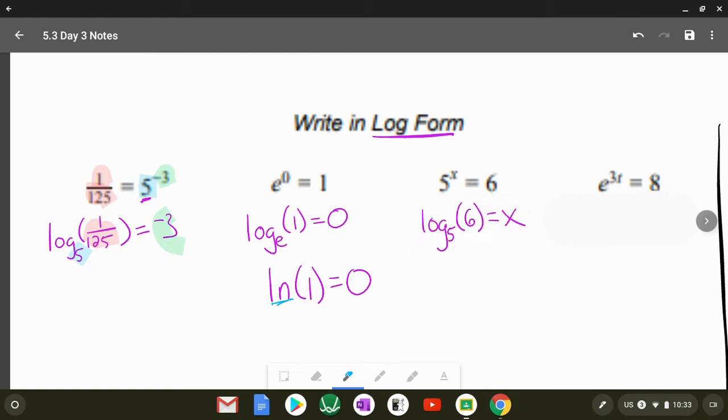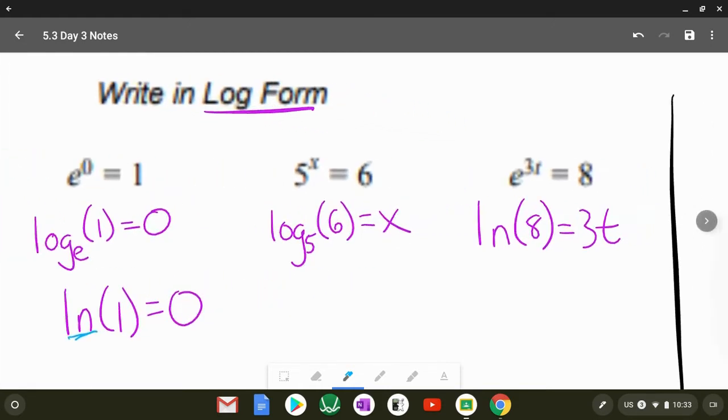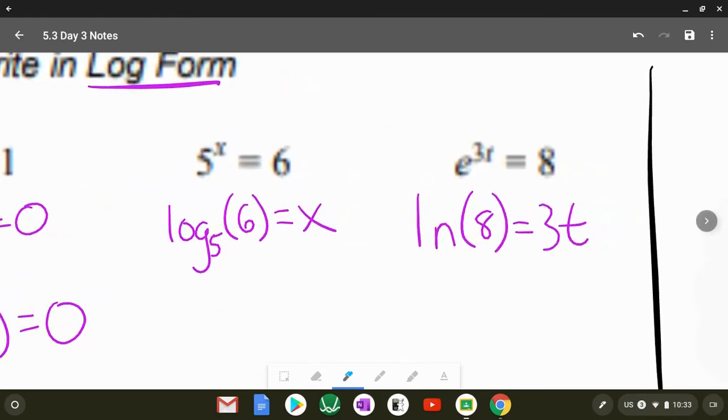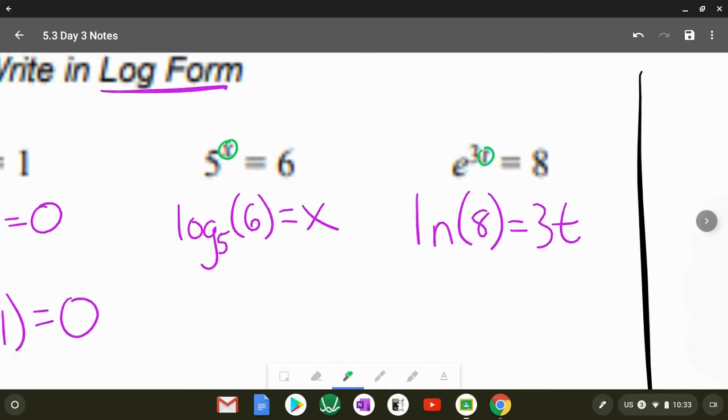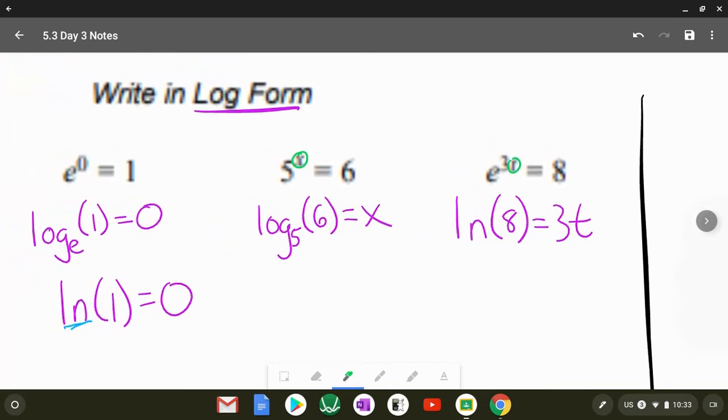For the second one, we have the log base 5 of 6 equals x. And then for the last one, again, because there's a base e, it's the natural log of 8 equals 3t. And you can see right here why we have logarithms, because if we were trying to solve for x here, we can't solve for a variable in the exponent. The way we do that is convert to log form, and now we actually have the value of x. This one would just take one more step, dividing by 3, to actually solve for that t value. So that's why we have logs. They're really helpful, especially when you have variables in the exponents.